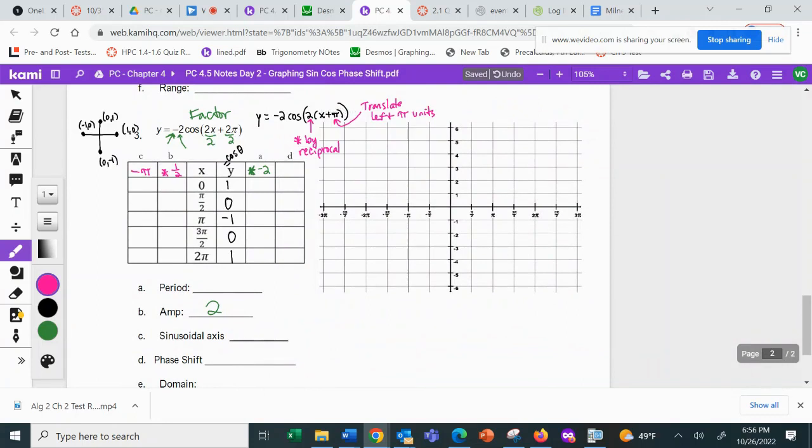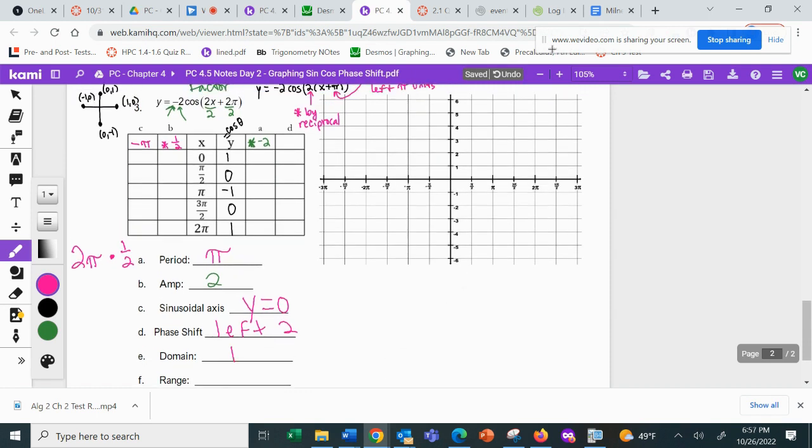Okay. Down below, let's see. The sinusoidal axis is still y equals 0 because we didn't do any up or down transformations. Our phase shift would be left or right. This one's going left, pi. The period is going to be affected by the times by 1/2. So I take my normal parent function period and we multiply it by 1/2 and we get our period is pi.